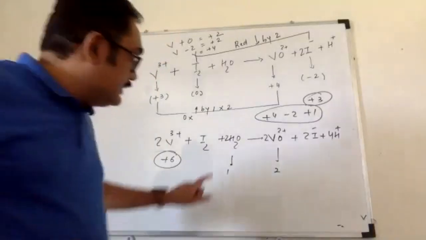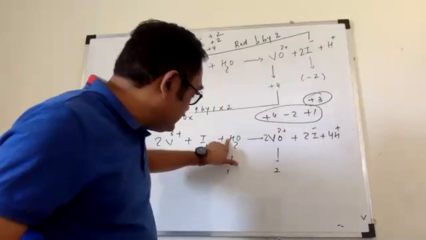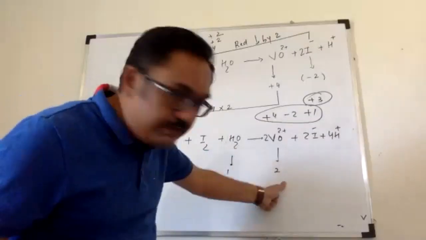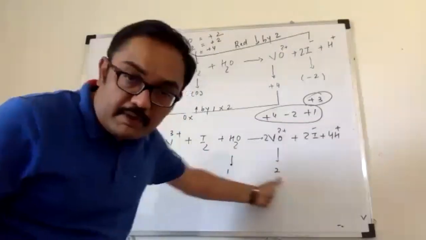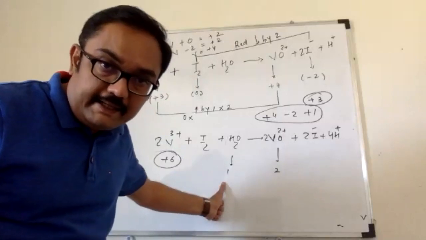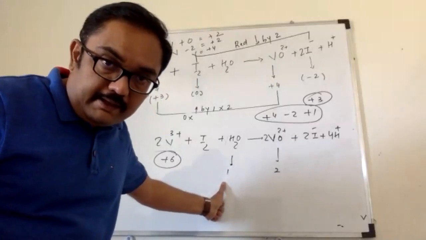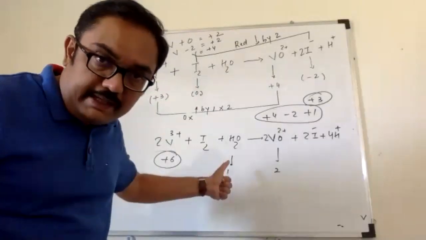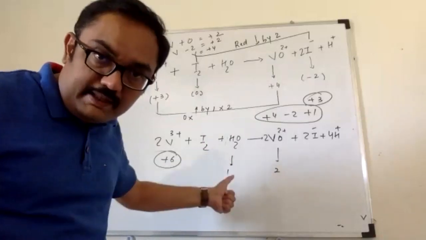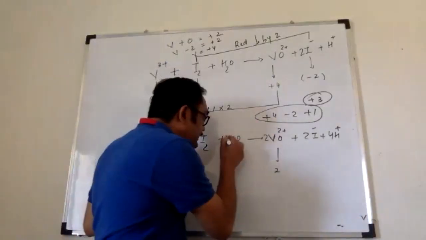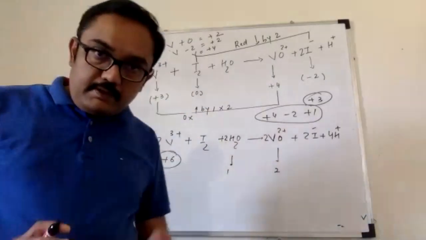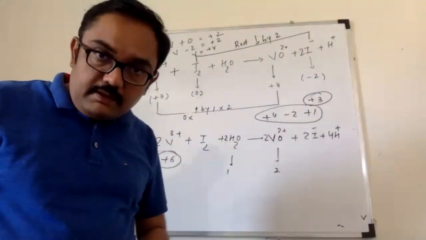Yes, sir. The difference is of one. One oxygen this side, two oxygen this side. So I need to put one more H2O left hand side. So there's already H2O in the equation. I have put another H2O in the equation. So together I'm getting 2H2O. Is this clear? Yes, sir.